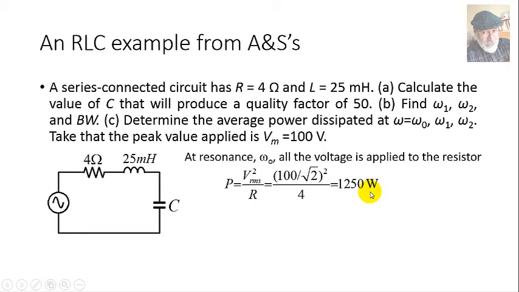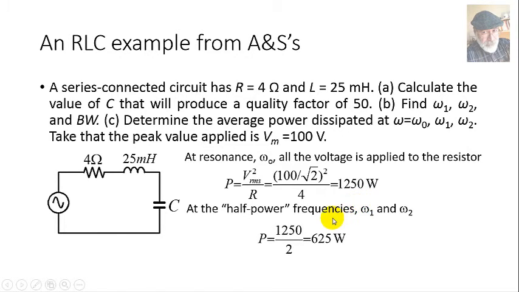But we want to know what is the power dissipated by the circuit at the half-power frequencies. And the name itself is giving away that power. That power is going to be half this power. 1250 divided by 2, 625 watts.